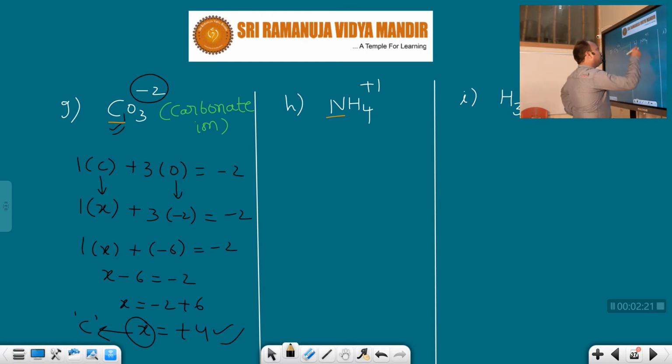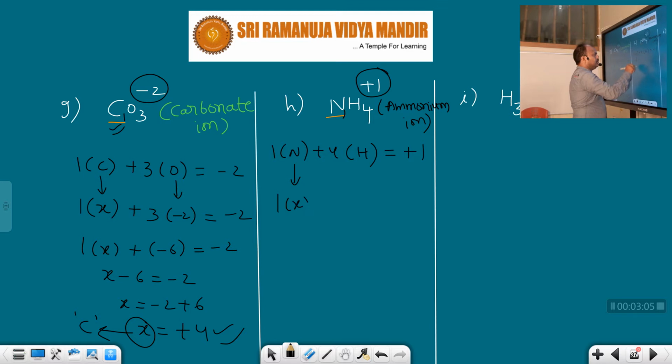Next one, NH4+ ion has been given. NH4+ ion is called the ammonium ion. You know very well this name is ammonium ion. In this ammonium ion we have to find the oxidation number of nitrogen, because here I put the underline on nitrogen. How to do it? First of all you should take how many nitrogens and how many hydrogens are there in the given compound. One nitrogen, 4 hydrogens, equal to its charge +1. Am I correct or not? We don't know the oxidation number of nitrogen.